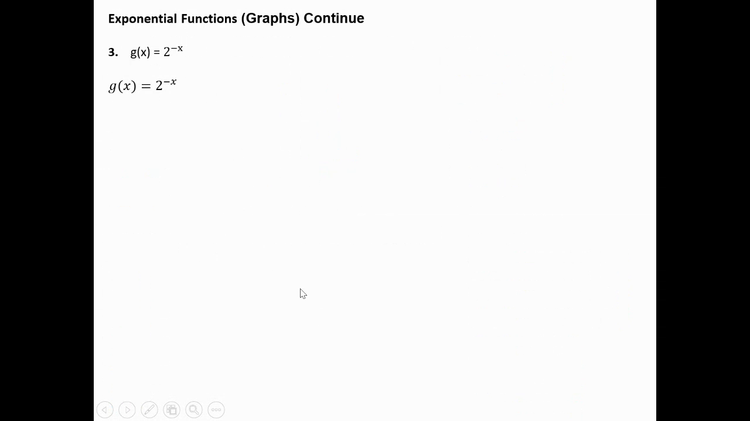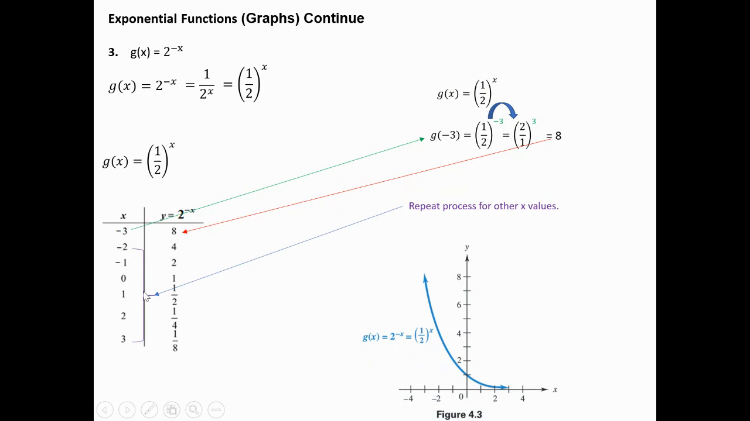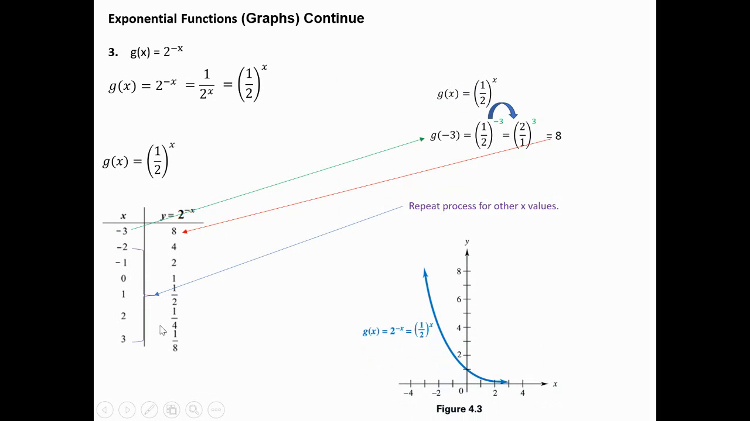Now this graph, g of x equals 2 to the negative x, right? So we simplify it. It's the same thing as graphing 1/2 to the x power. 2 to a negative x is the same thing as 1/2 to the x power. And again, as we plug in all the values, when it's -3, we do the reciprocal, it's going to be 2 over 1, and it becomes positive, so it's going to be 8. And when you see it's 8, then we plug in the -2, the -1, 0, 1, 2, and 3, and we repeat the process. These will be the values here on the right.